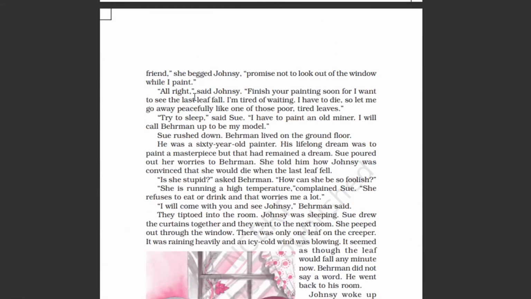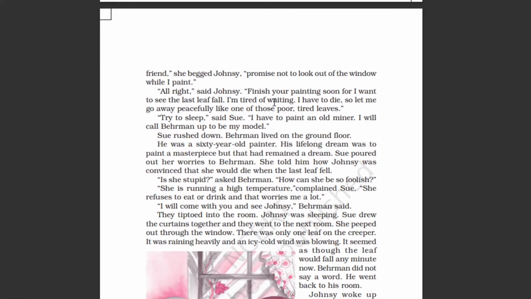"Please, my dear friend," she begged Johnsy, "promise not to look out of the window while I paint." तो स्यू ने उससे क्या कहा कि तुम मुझसे प्रॉमिस करो कि जब तक मैं पेंटिंग बनाऊंगी, मैं पर्दा नहीं डाल सकती विंडो पे, मुझे खुले रखना है, तो तुम उस बेल की जो लीव्स गिर रही हैं उसको न काउंट करोगी न उसकी तरफ देखोगी जब तक मैं पेंटिंग कर रही हूँ. "All right," said Johnsy. "Finish your painting soon, for I want to see the last leaf fall."